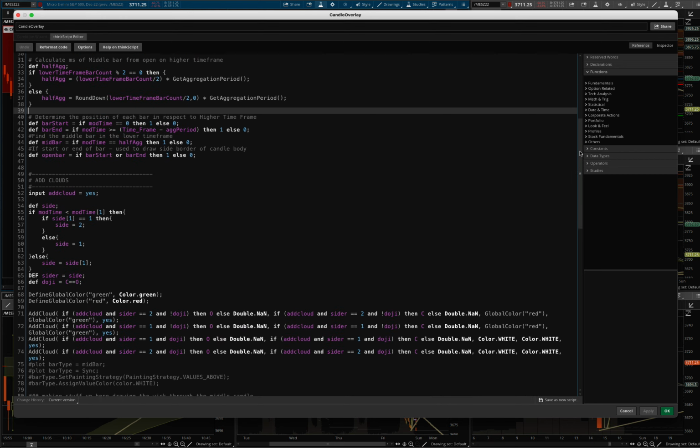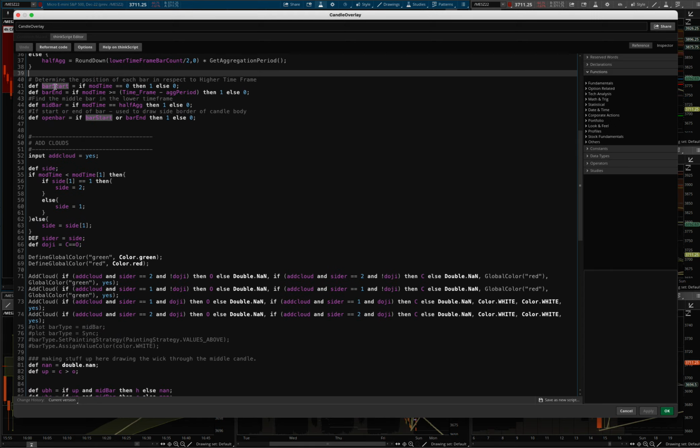So that's fine. Then it's got a bar start, which is mod time equals 0. So if the higher time frame divides into the actual time directly, then 1, else 0. So this is a true or false: is the bar started, and is the bar ended? And the bar end here is checking to see if the mod time is greater than or equal to the time frame minus the aggregation period, which is a very complicated way of doing it, but trying to base it on time and actual time.